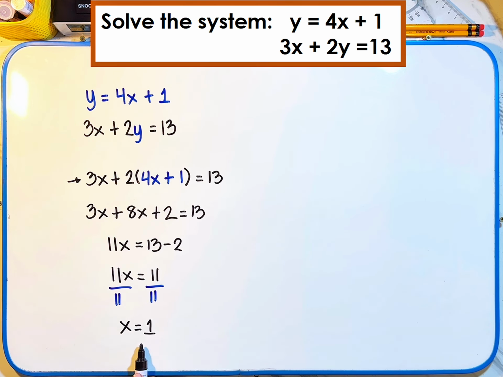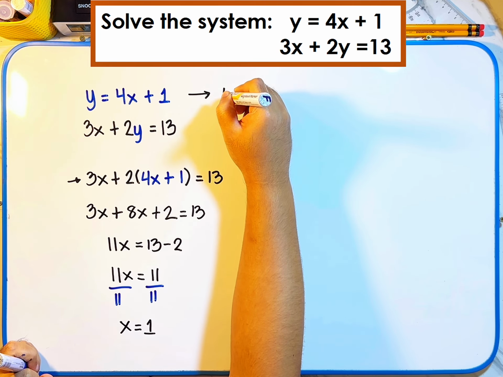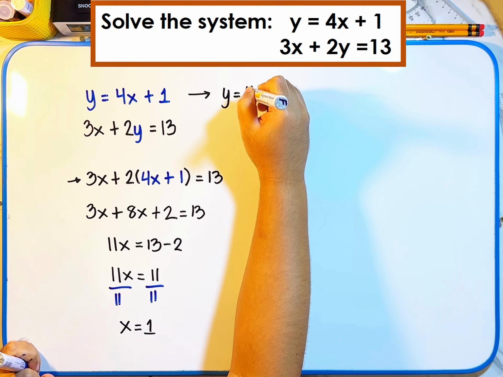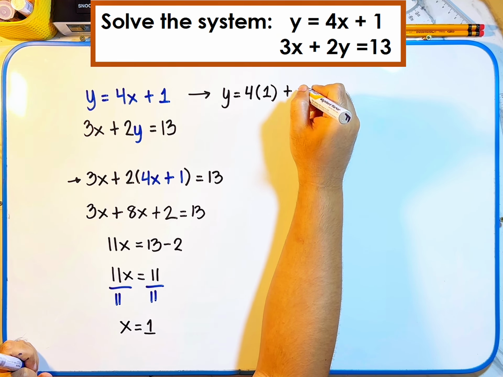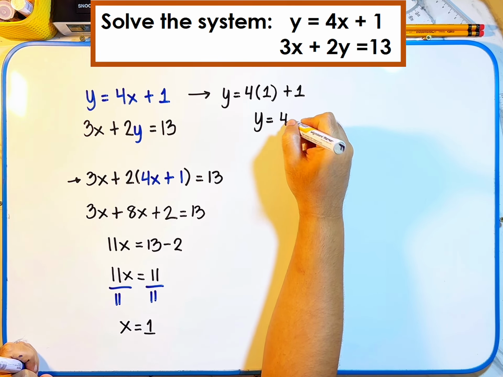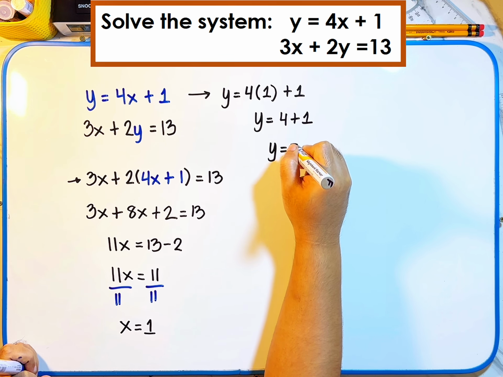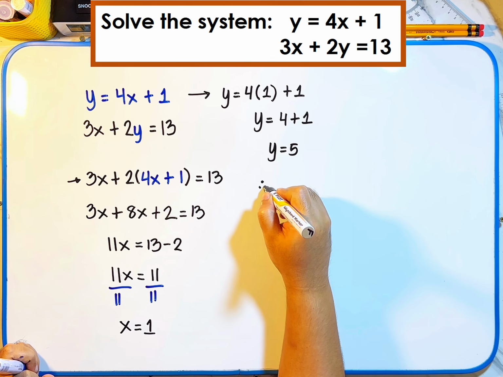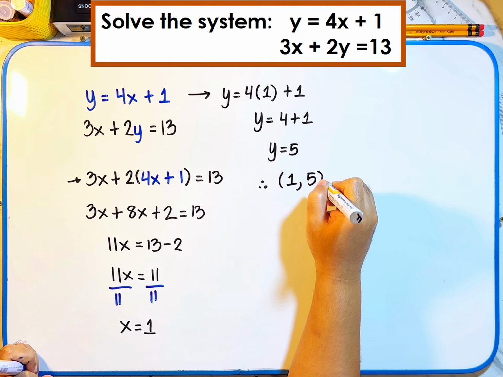This is the x-coordinate of our intersection point or solution. Now we have to solve for the variable y. So let's just substitute the value of x here directly. y is equal to 4 times x. x is 1, plus 1. y is equal to 4 times 1 is 4. And 4 plus 1 is 5. So y equals 5. Therefore, the solution is the point (1, 5).